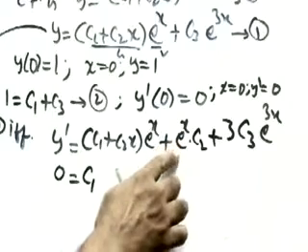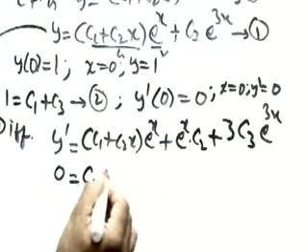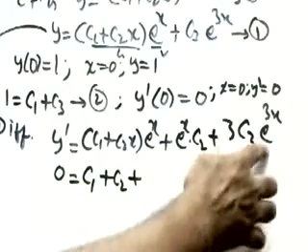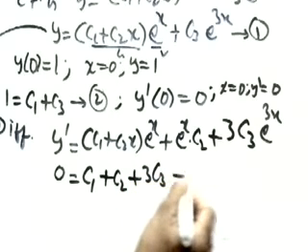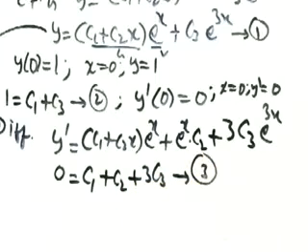e power 0 is 1, 1 into c1 we get c1. x is 0, e power 0 is 1, 1 into c2 we get c2. Plus this is 0, 3c3. Let me denote this as equation 3.